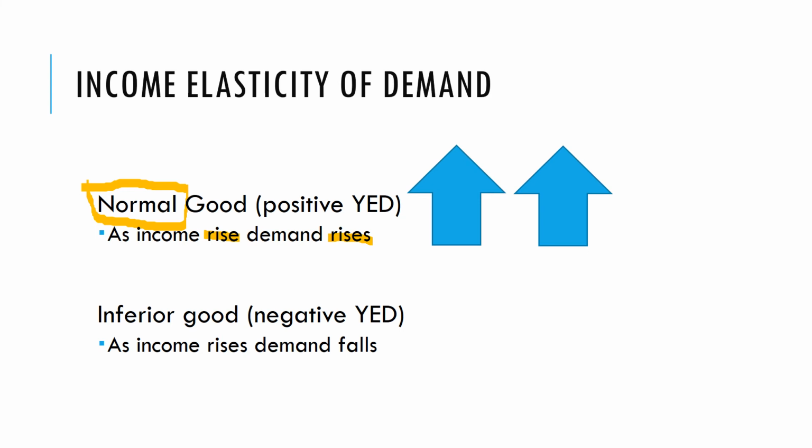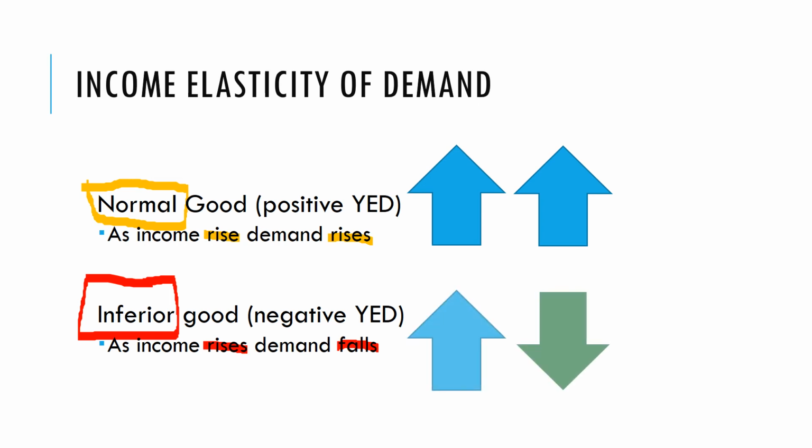Now sometimes you'll get some products where as income rises, demand actually falls. People buy less of it as they get richer. And we call these inferior goods. And you might think of some budget item in the supermarket. As people get wealthier, they tend to buy less of that. So here we've got things moving in different directions, and so the important thing to notice is that our answer would be negative. So a negative income elasticity of demand means an inferior good, and a positive income elasticity of demand means a normal good.